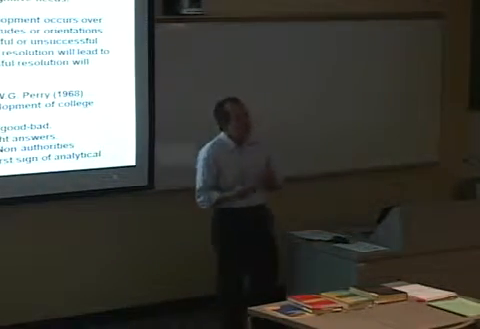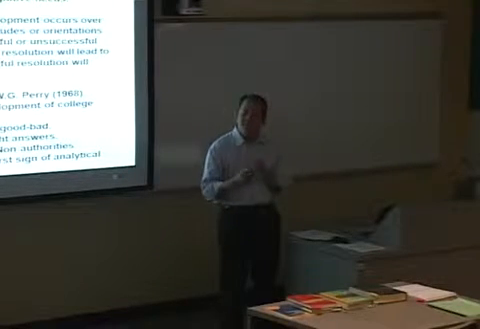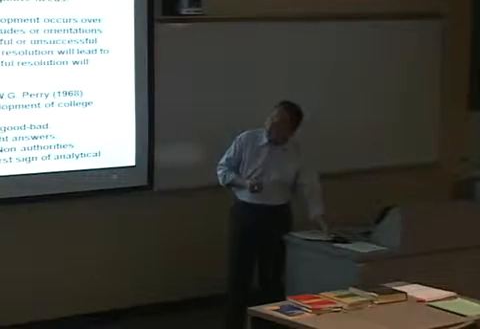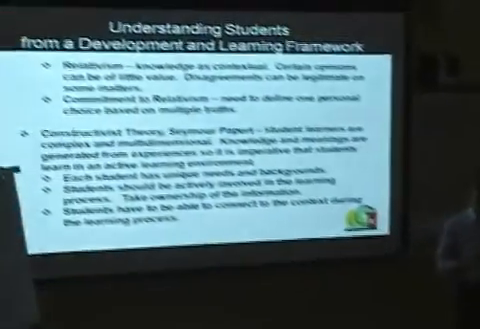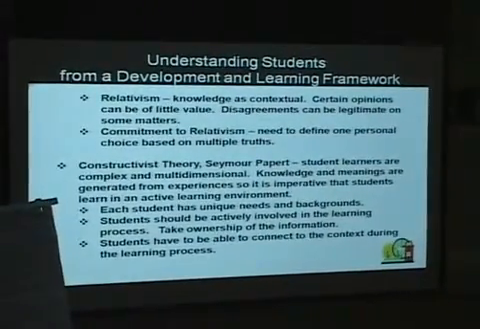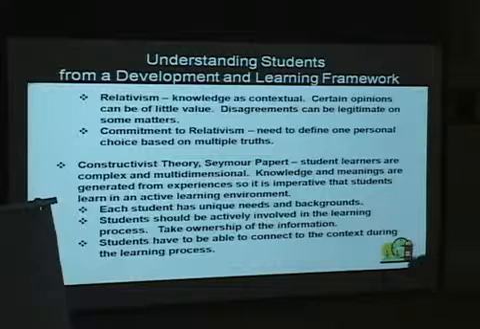And this is what I call the first sign of analytical thinking, because students can start questioning the information presented to them. The third stage is what we call relativism. This is when knowledge is seen as contextual, and certain opinions can have little value. This is when students will say, okay, I can agree with you, but I'm disagreeing with you on other things. So that's when it comes into place.